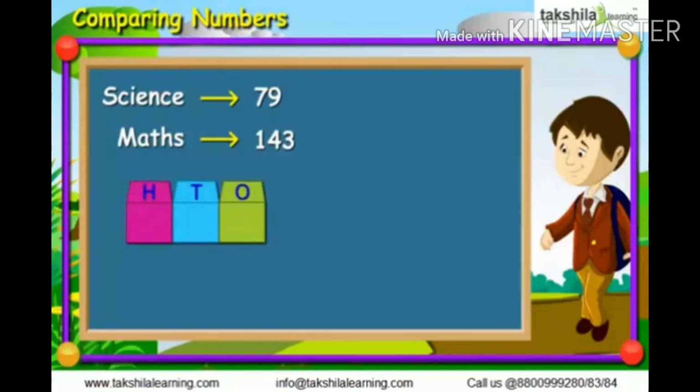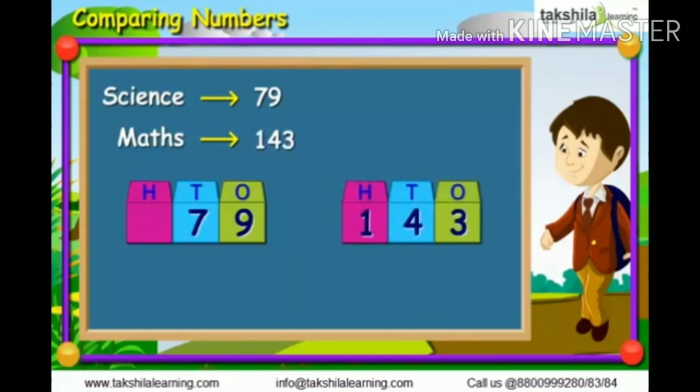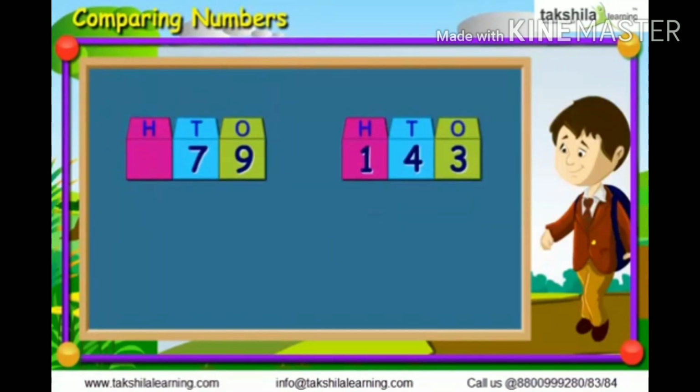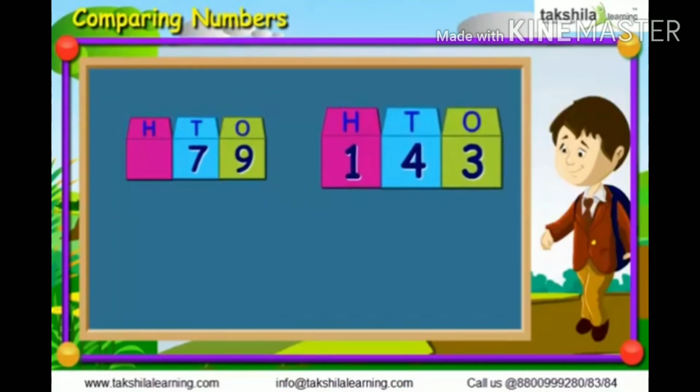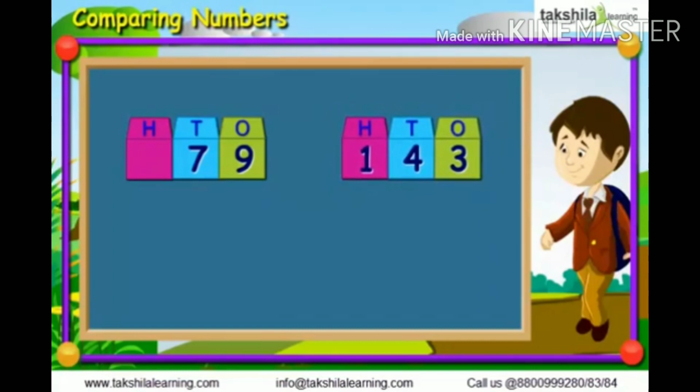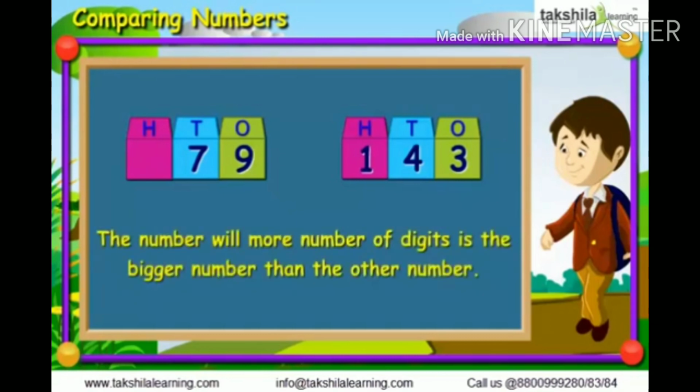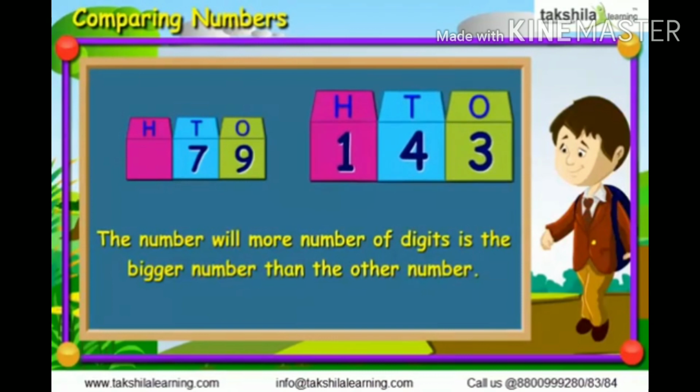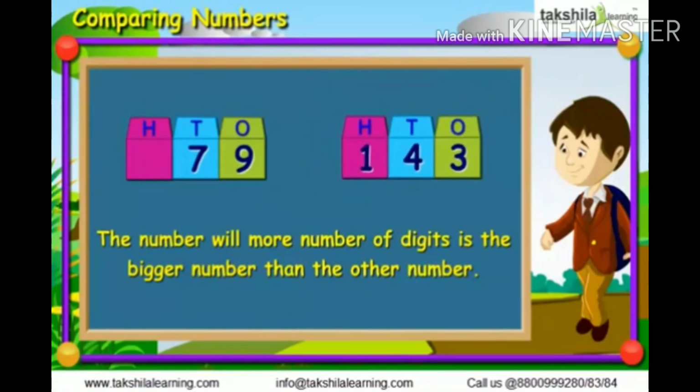Okay. Let us discuss. Place 79 and 143 together as shown. Children, 79 has 2 digits, whereas 143 has 3 digits. So, a very important point to remember is that the number with more number of digits is the bigger number than the other number. In this case, 143 is a bigger number than 79, as 143 has 3 digits and 79 has 2 digits.